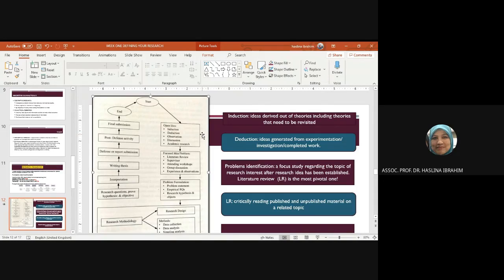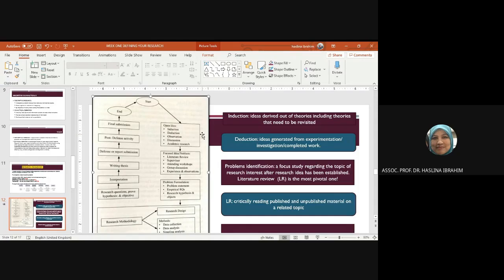For example, like Brother Misbah said just now, something to do about mu'jizah in the Quran. So you are making an inductive approach, because mu'jizah becomes the bigger topic and then you are going to narrow down to the issues in the Quran about mu'jizah. So this is inductive approach.